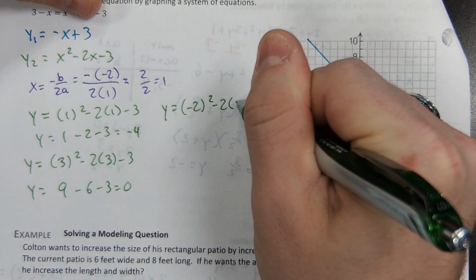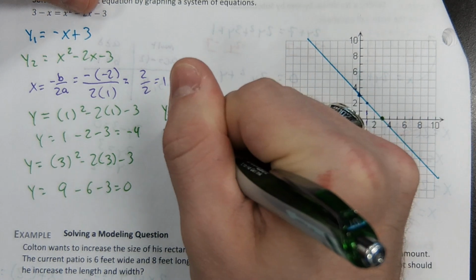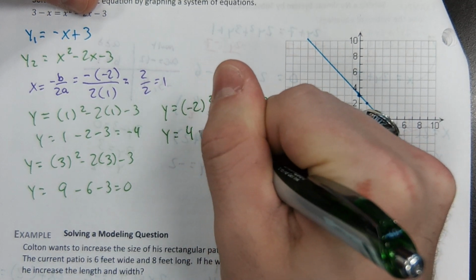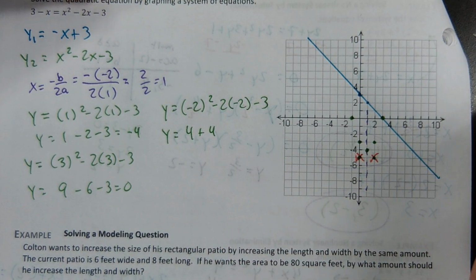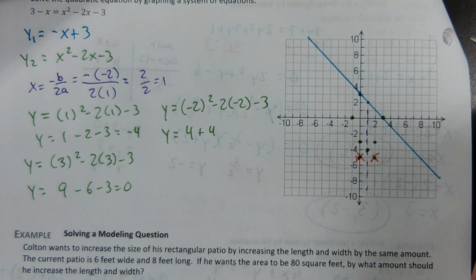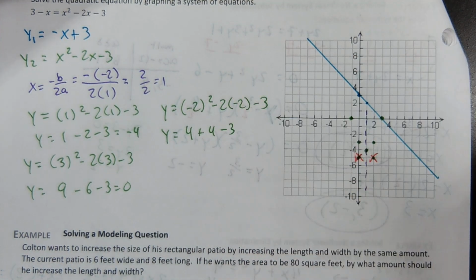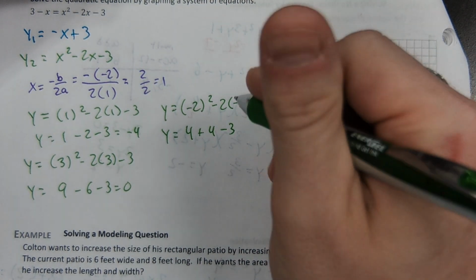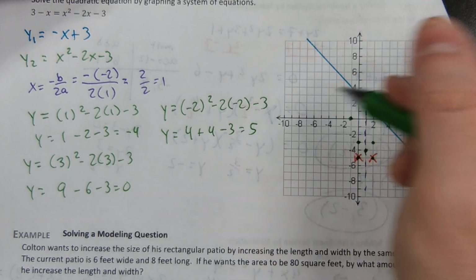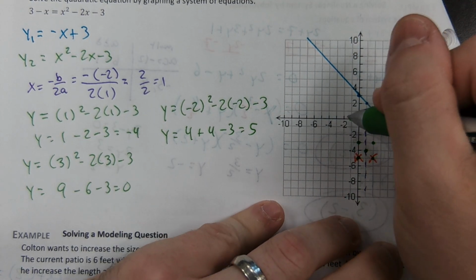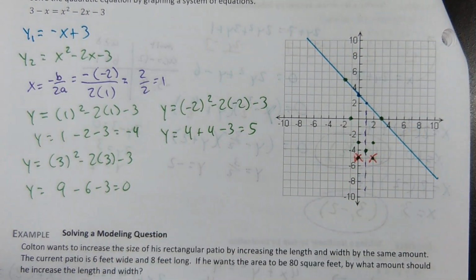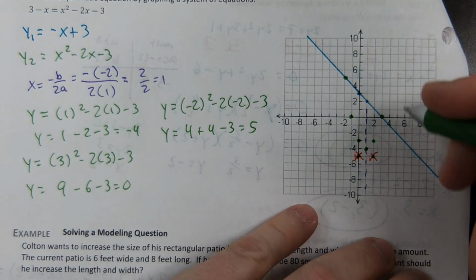I don't think it will. Actually, I think it will. Let's find out. I actually have no idea. I think it will. 4 plus 4 minus 3. That is 8 minus 3, that's 5. -2, comma 5, bingo, we found it. Nice.